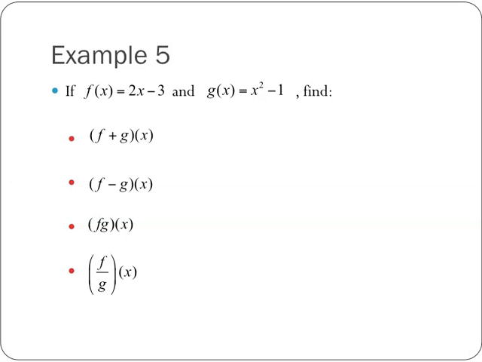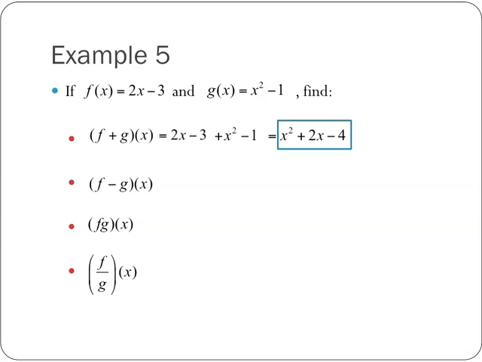So same goes with the f minus g of x, f times g of x, and f over g of x. Okay, so for the first one, here we are adding. So adding is 2x minus 3 plus x squared minus 1. And then combine anything that can be combined. It looks like the minus 3 and the minus 1 can be combined, and that leaves us with x squared plus 2x minus 4.